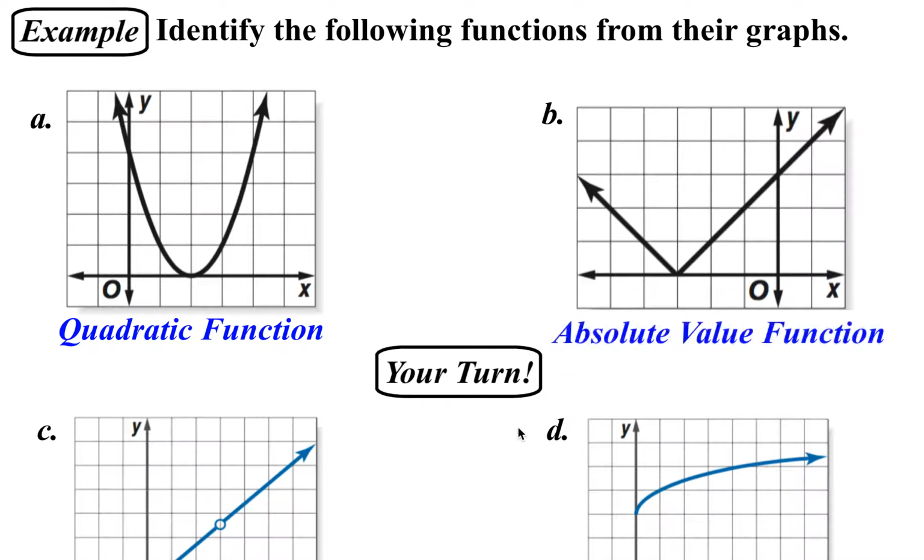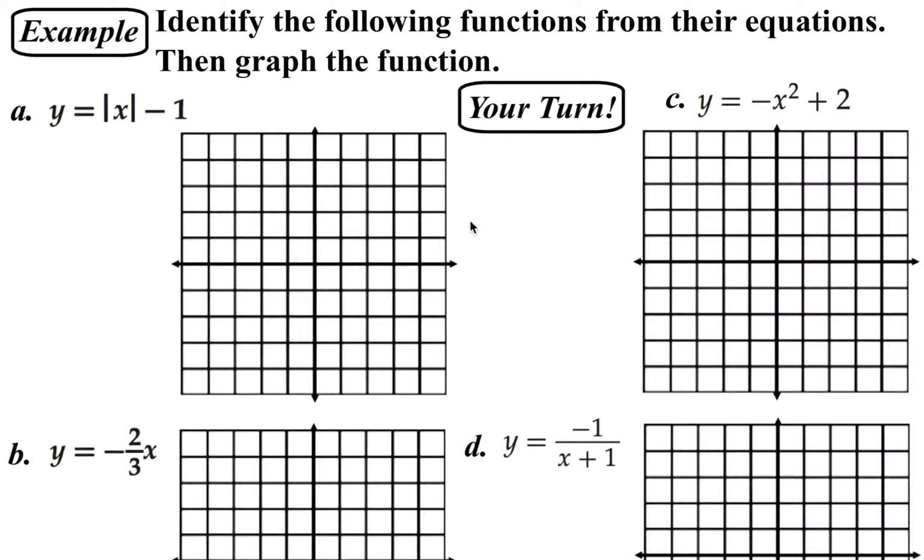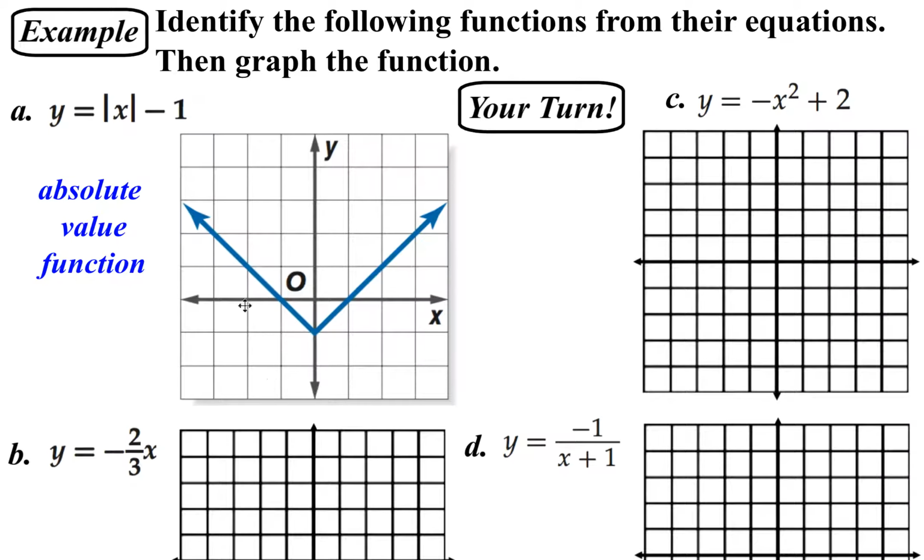And then in this slide we're going to talk about identifying the functions from their equation. So this one has an absolute value sign in it, so it will look like a letter V. Okay, it's an absolute value function. If we were to graph that, we could pick values for x and then make a table or a chart of xy values. Here's what it looks like. The -1 just translates that down 1 unit.